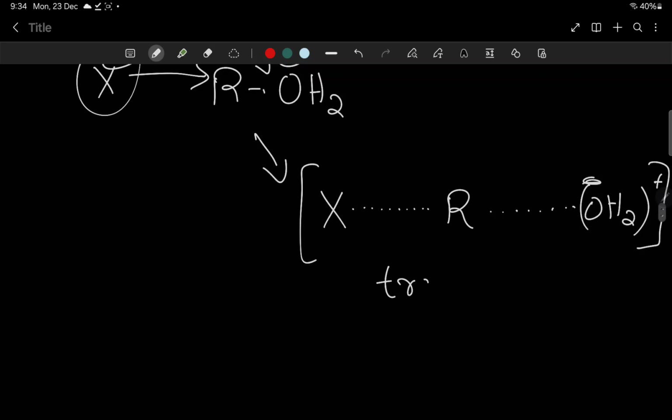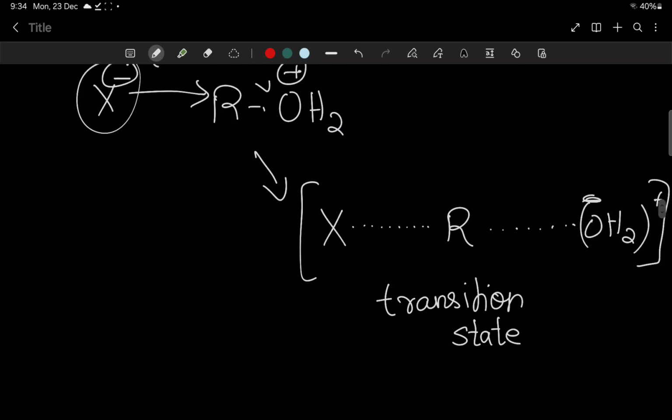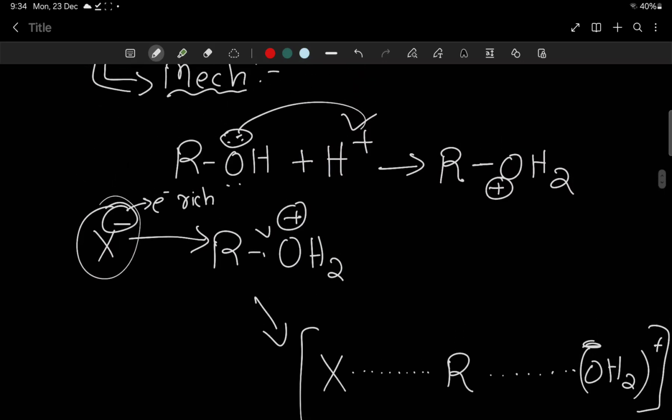You know that in SN2 reaction, you learned SN2 reaction last year. You have not learned? Sorry. In SN2 reaction, there exists a transition state. In this transition state, the transfer happens. Okay, I hope you understood.